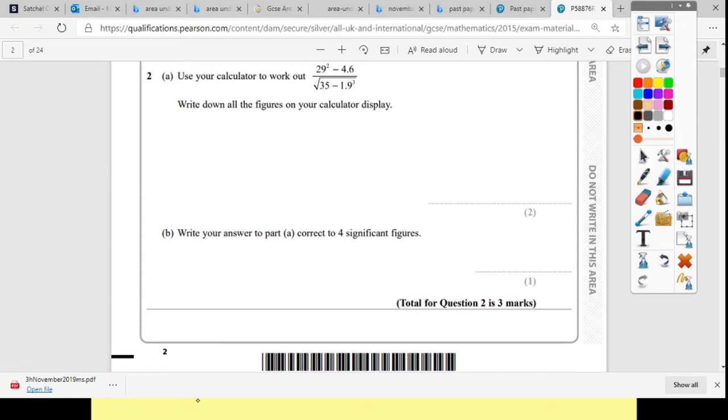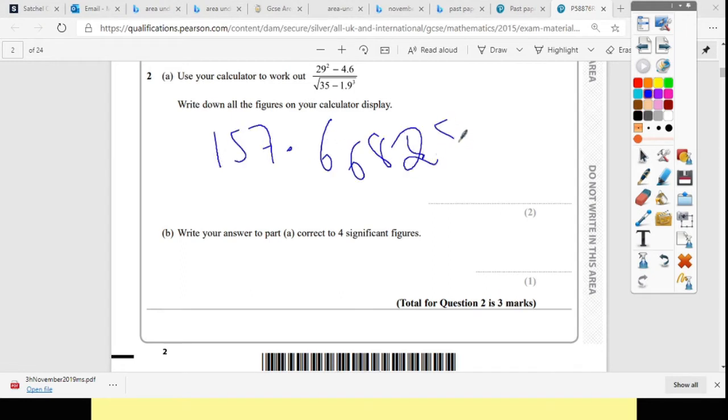I've got 157.668255. Write down your answers to 4 significant figures. So it's 1, 2, 3, 4. That 6 pushes it up. So it's going to be 157.7.